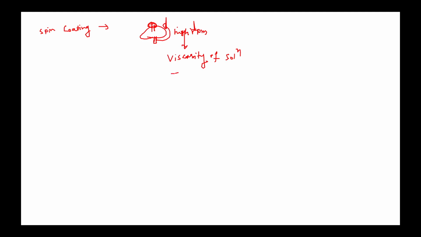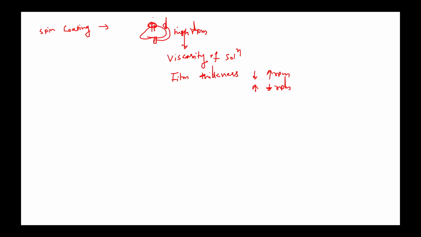The second thing is your film thickness. How much thickness do you want? If you want lower thickness or very thin, then increase the RPM. If you want thicker or higher thickness, reduce the RPM. Okay, so nothing in a film coater here.